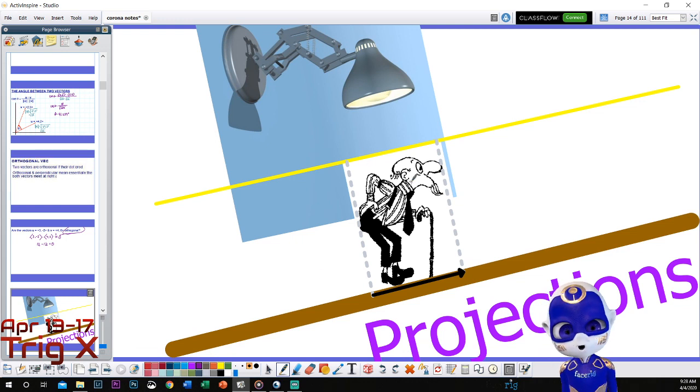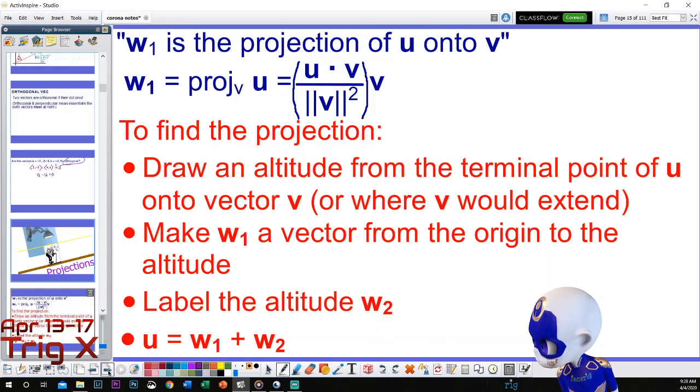This is the same as saying this vector is the projection of the old man onto the ground. All right, so once again, this vector is the projection, or the shadow, the projection of this old man onto the ground. All right, that's basically what we're going to be doing here. Now I have a bunch of steps here for you.